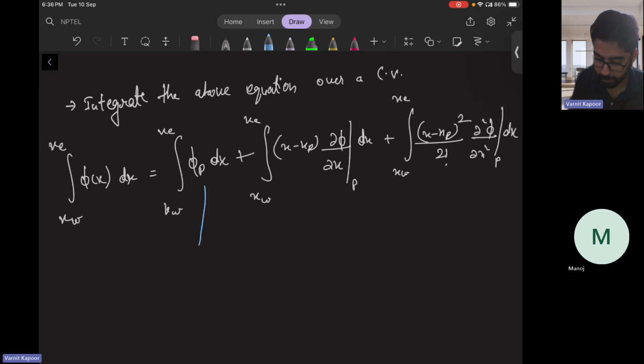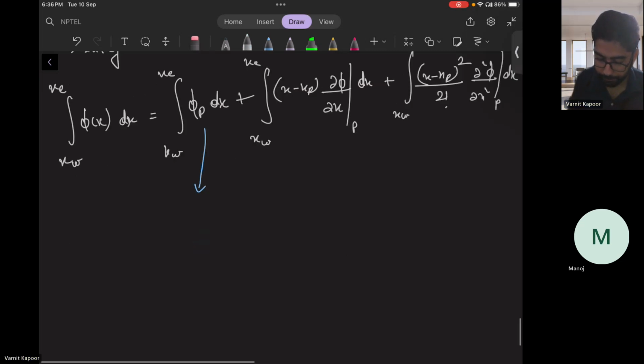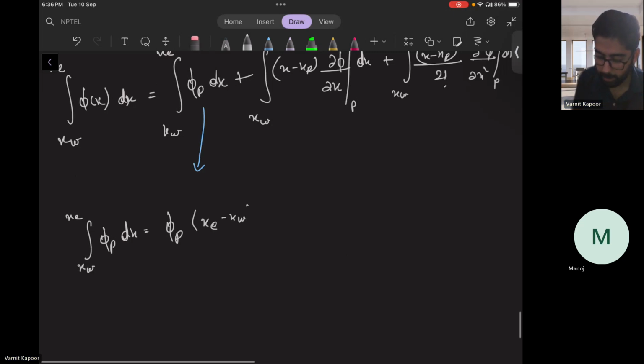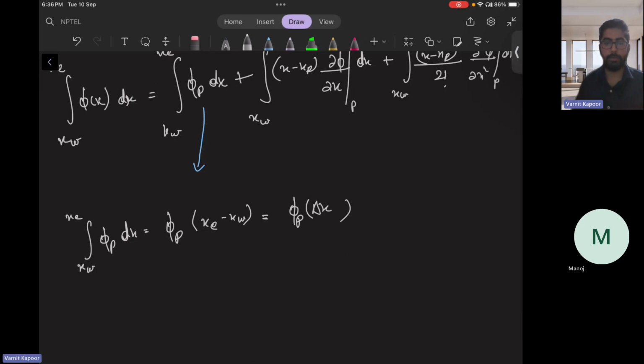This first term, integral from x west to x east of phi P dx, can be written as phi P as it is, and integration of 1 dx is x, so that will be x east minus x west. So that is phi P del x. All right.